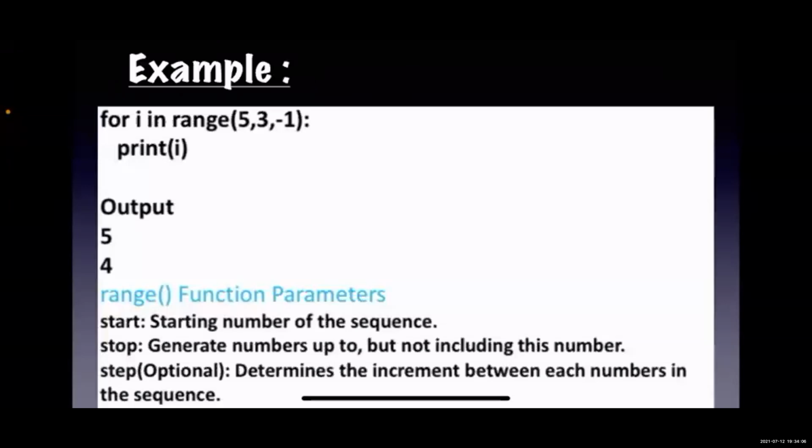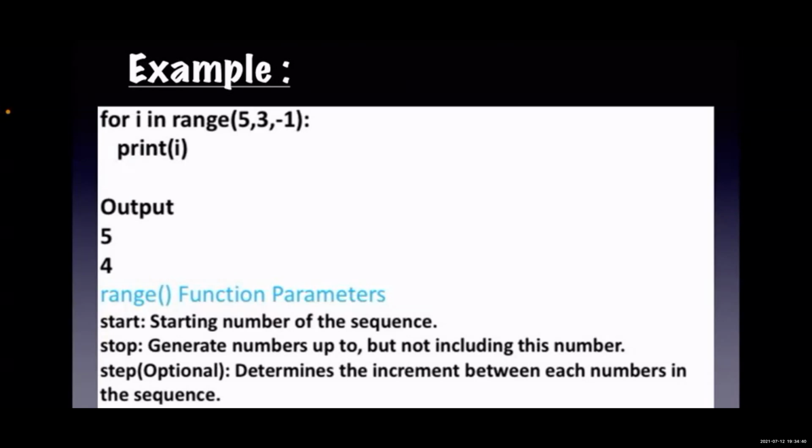Before learning the for loop, we need to understand the range function parameters. So there are three parameters. They are start, stop, and step. The start parameter is the starting number of the sequence. If the start is not given, then Python automatically assigns the value as 0. Then the stop parameter generates numbers up to but not including this number. And then there is step. It is optional, but it determines the increment between each number in the sequence.